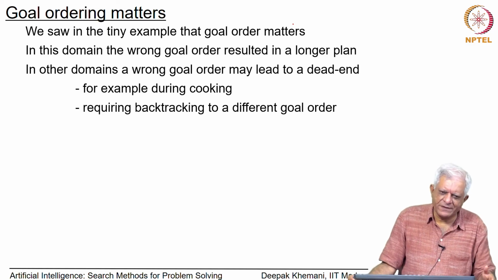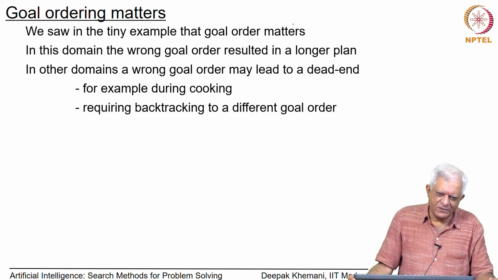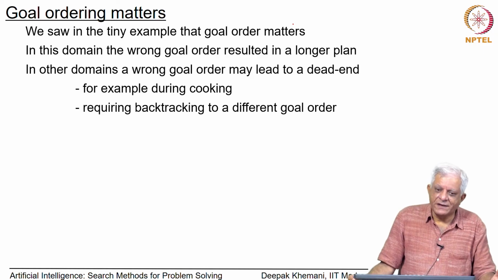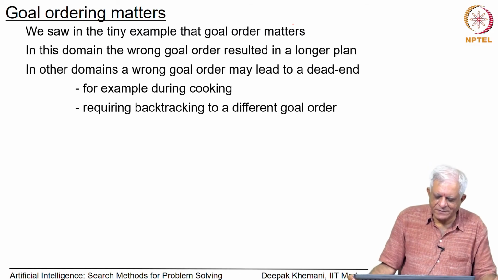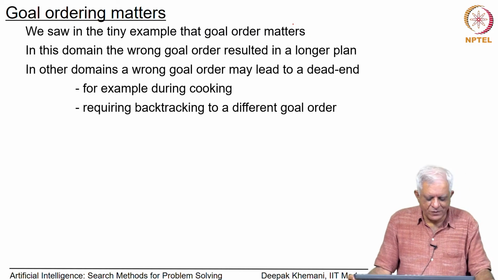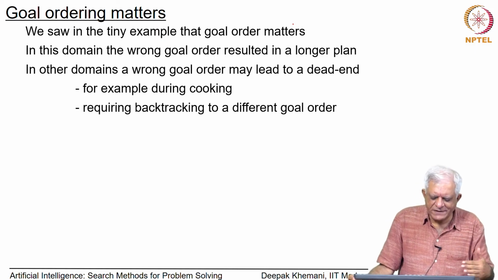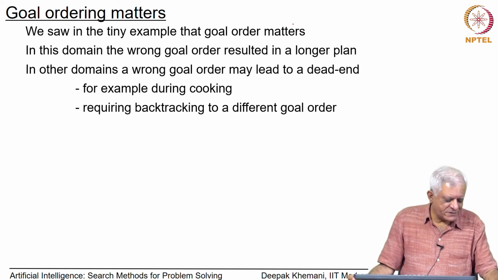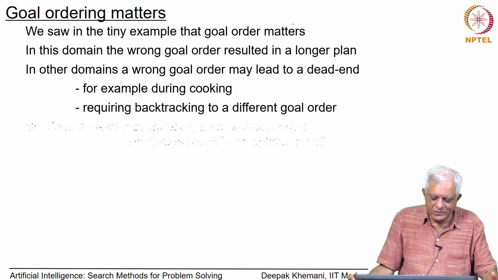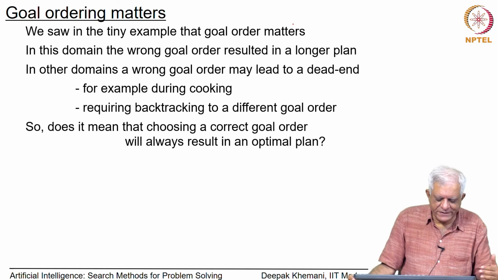So, you may chop something before peeling, for example, if you are making some vegetable, peeling is to be done first and chopping is to be done later, but if you do them in the wrong order, you can imagine that you have to peel every small piece of vegetable that you have chopped. So, essentially it may lead to a dead end, and the algorithm may actually want to backtrack to a different place and try a different goal order.